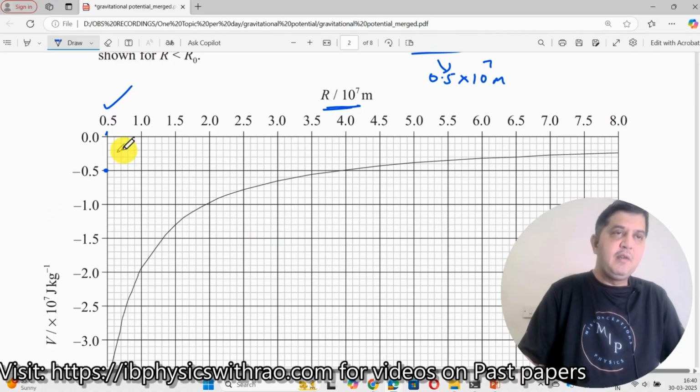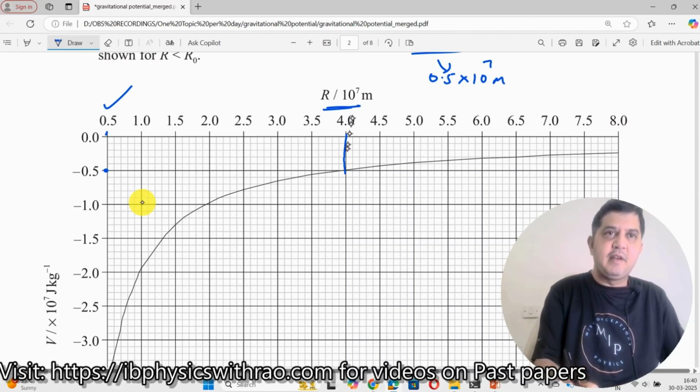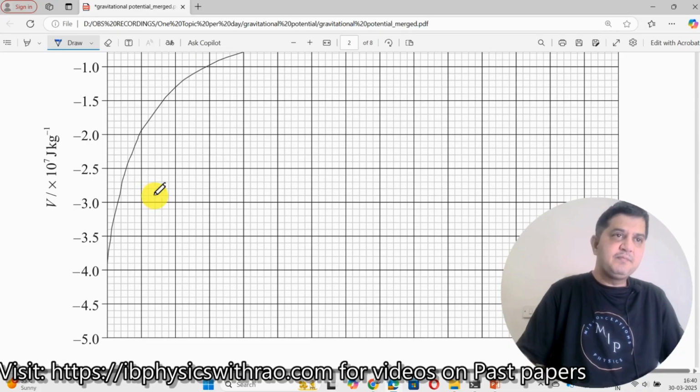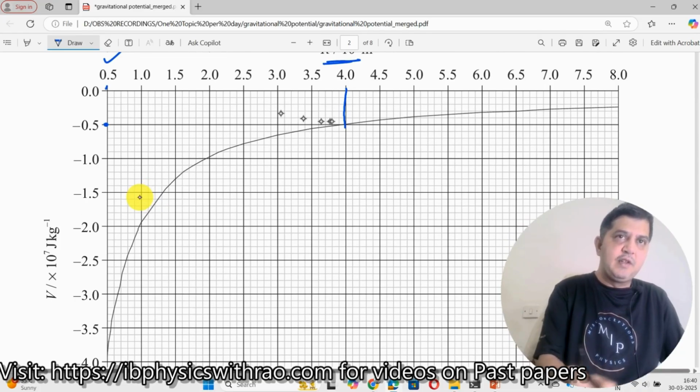Okay. Now, if I ask what is the value at, sorry, not minus 0.5, at a value equal to 4, that is 4 into 10 power 7 meters, what is the potential? You get the answer minus 0.5 into 10 power 7 joules per kg. Now, if I look at something like 0 over here, as I keep on moving down like this, what's happening?